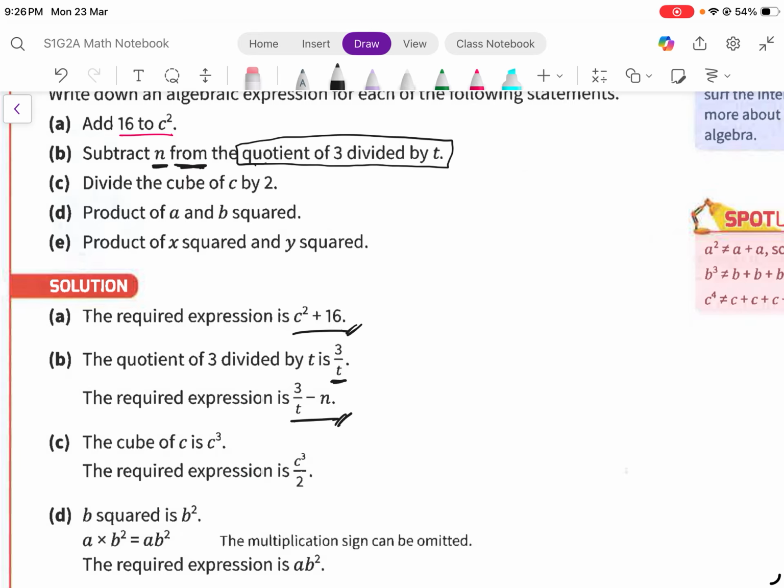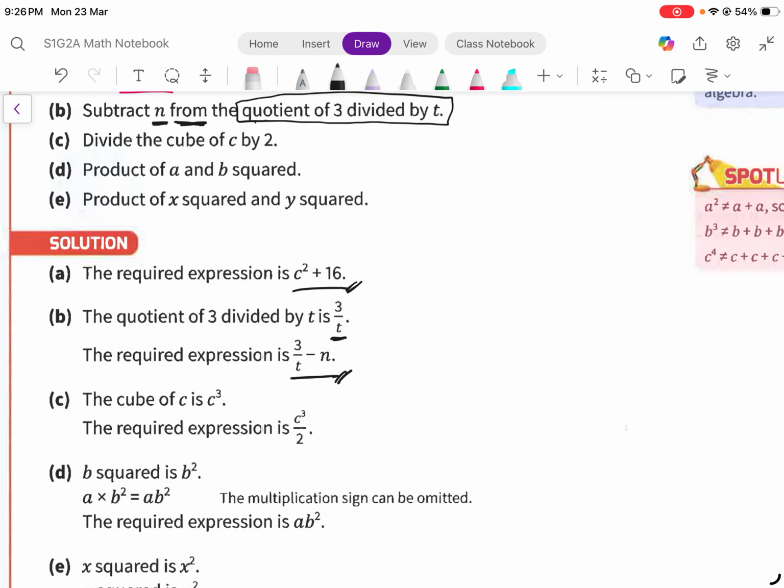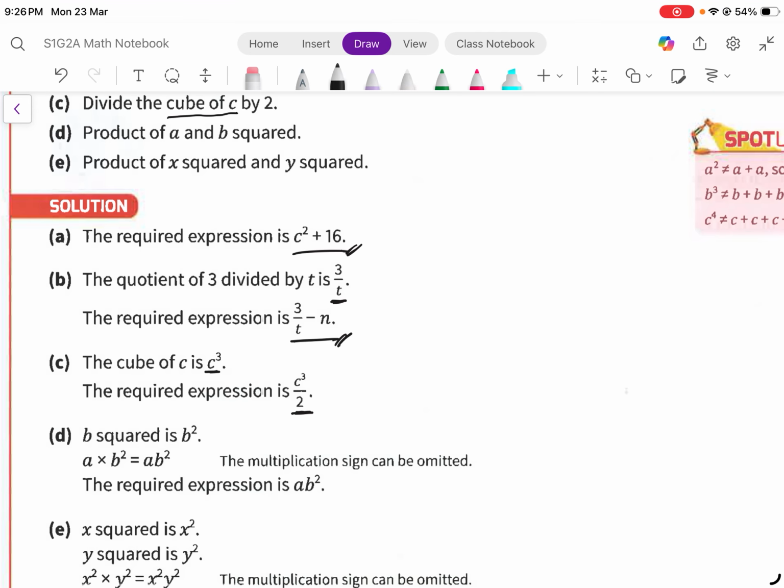Okay, next one, divide the cube of c by 2. So cube of c means c to the power of 3. Then divide by 2, this is your answer. Product of a and b square, so a and b square. Product of a and b square.